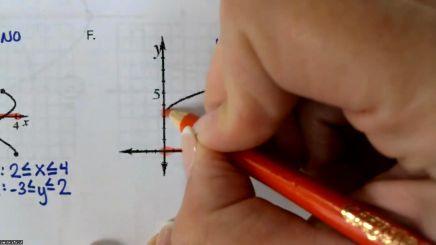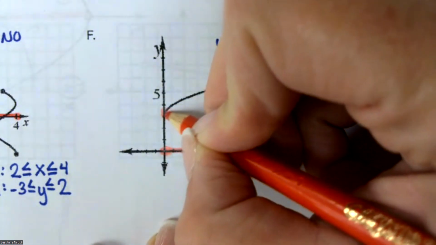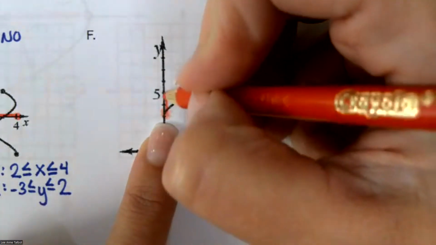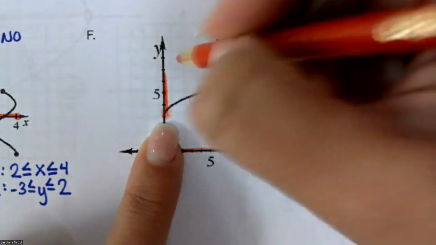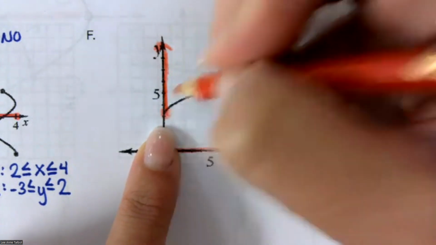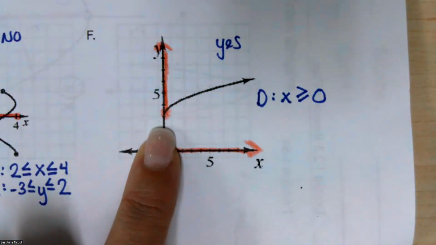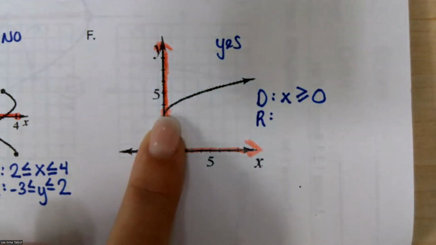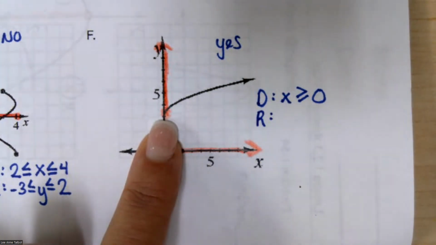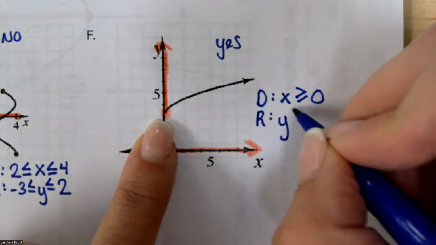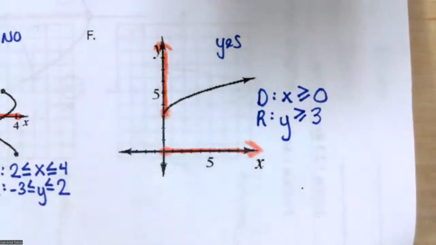Now for the range, I found the very bottom of the graph. I made a dot. This is as far as this goes right here. And the arrow is going up forever. What is this bottom spot right here? Is that 3? Okay, so y is greater than or equal to 3.